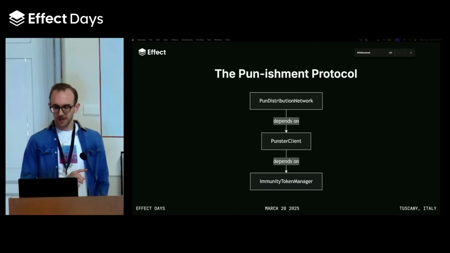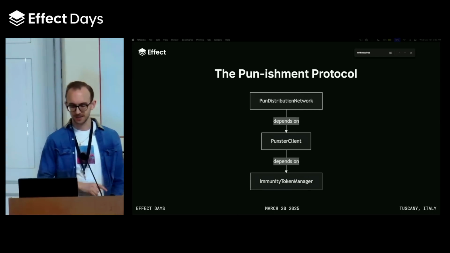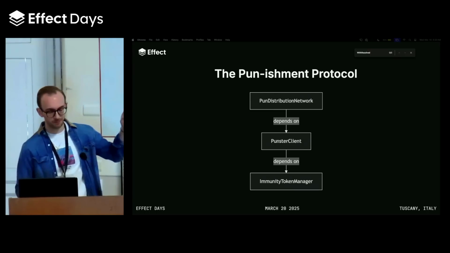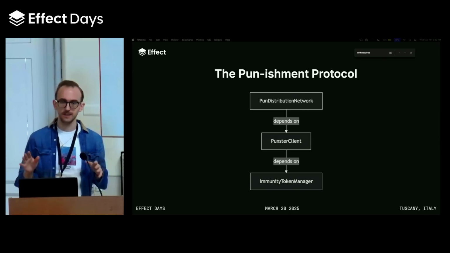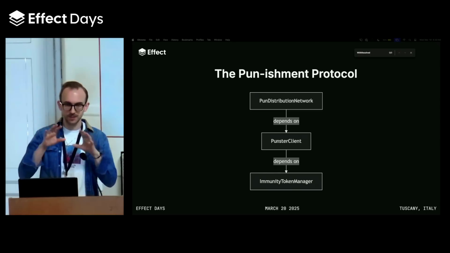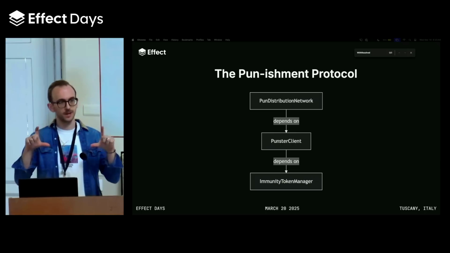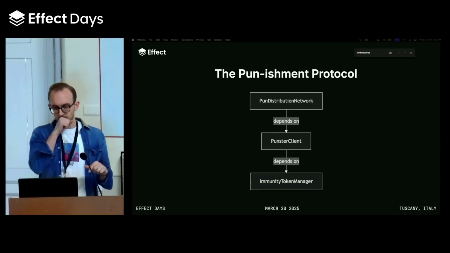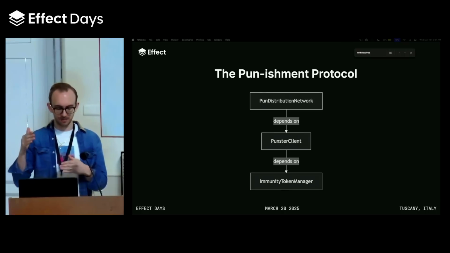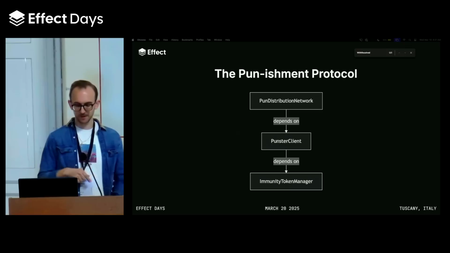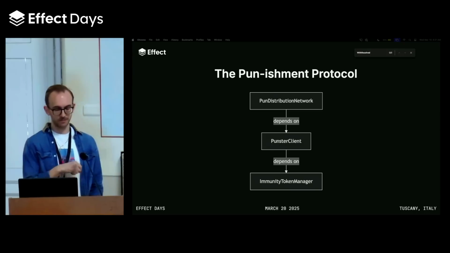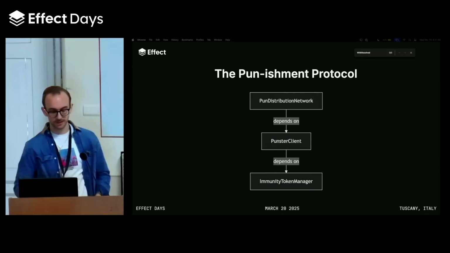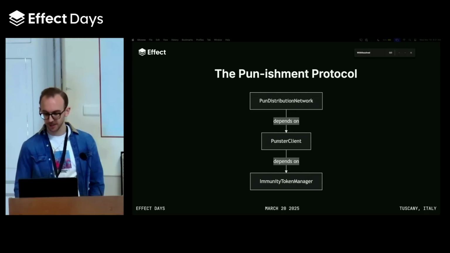One more thing before we launch into our first exercise. This is the dependency graph of our punishment protocol application. Our pun distribution network will depend on a punster client. So we're going to build the pun distribution network as a service. It needs to be able to use the punster client service in order to interface with the punster API. And then we are also going to have the immunity token manager, which depends on the punster client. So we've got this dependency graph going on in our application. I just wanted to show this in case folks were curious.